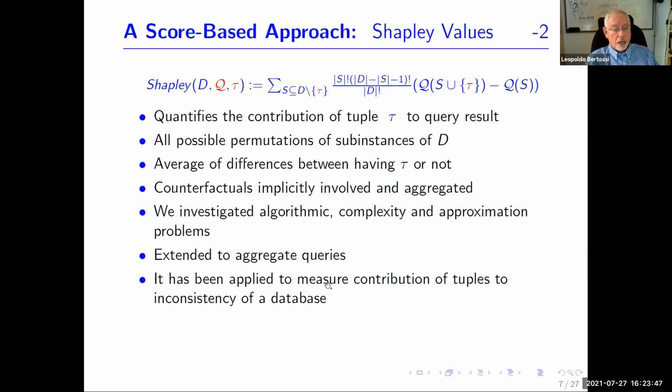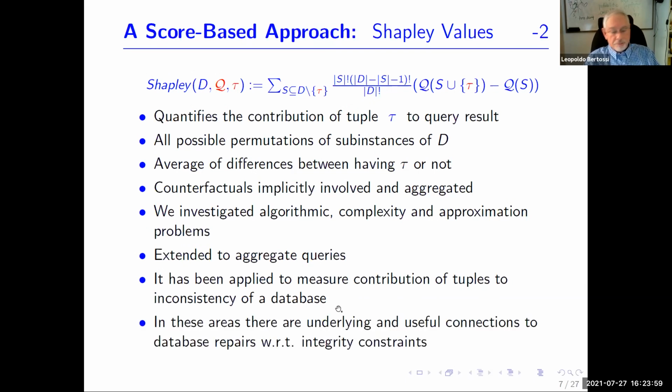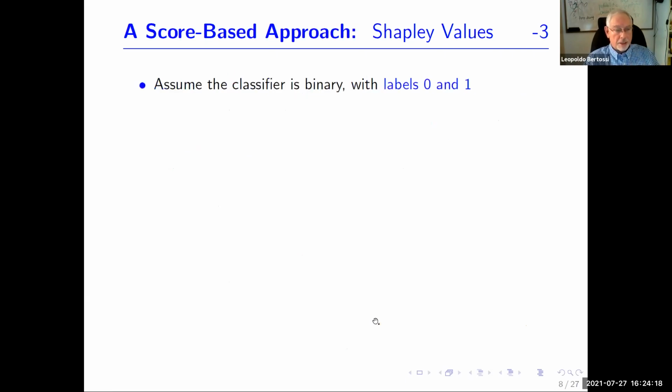query result. Actually, Esther with a co-author has extended this measure as a measure of contribution of tuples to inconsistency of databases. It's interesting to mention, in passing, that in all these areas there are some underlying and useful connections to database repairs with respect to integrity constraints. In our research, we have strongly relied on those connections to obtain results, for example, for responsibility. I'm not going to say much about that, but it's a message I want to convey. And there are a couple of references at the end.